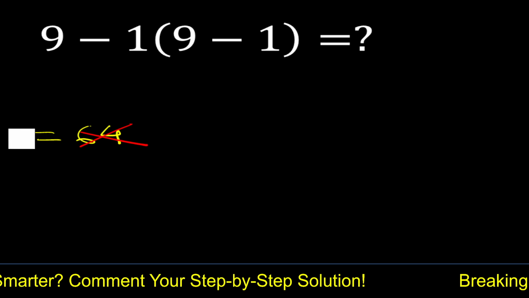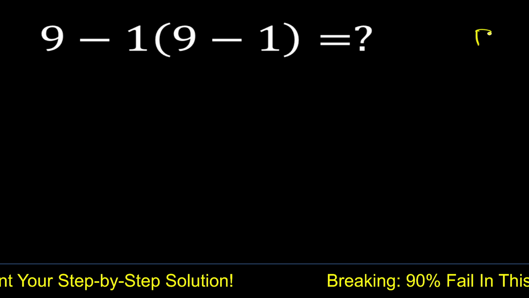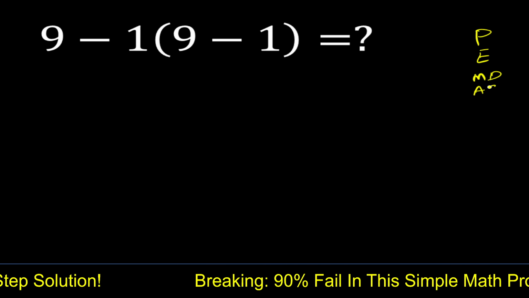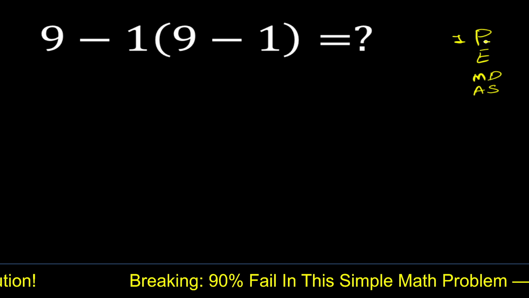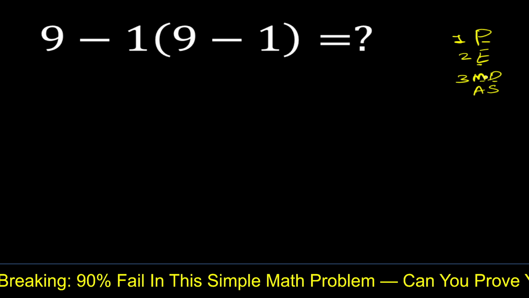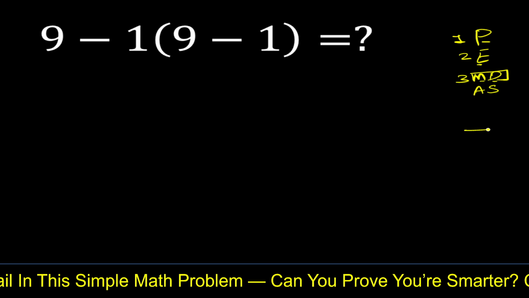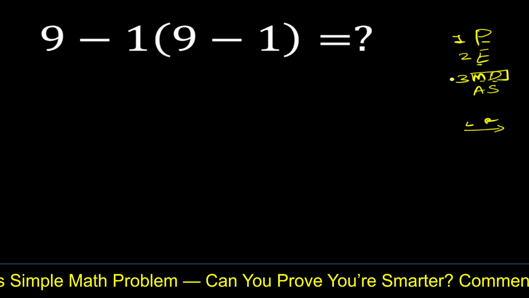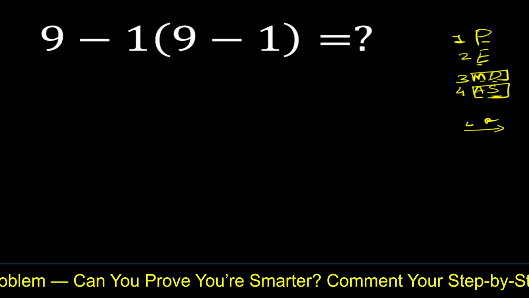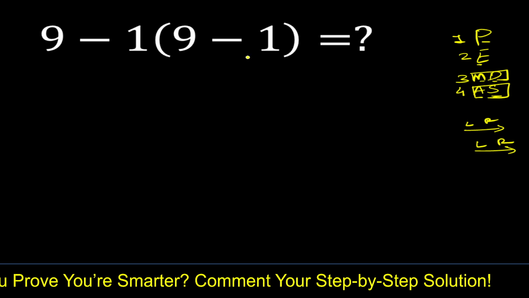So now let's solve this problem correctly by using the PEMDAS rule, right? PEMDAS. According to PEMDAS, first priority is parentheses, second priority is exponents, third priority is multiplication and division. Here multiplication and division both have equal priority, so we have to solve it from left to right. And fourth and last priority is addition and subtraction.